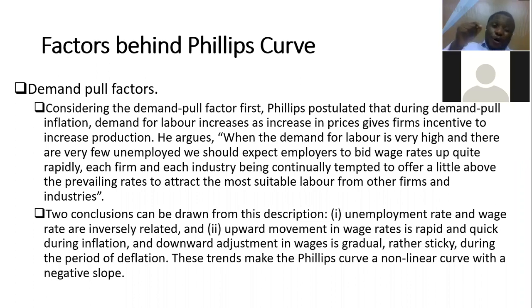Okay, it's because of that relationship, that demand pull factors between the inflation, demand for labor, causing a very steep upward increase in wage rates. However, for wage rates to decline is gradual. Sometimes it's sticky during deflation. So as price is increasing, there will be rapid increase in wage rate. But for wage rate to decline when prices are declining, that becomes difficult. That makes the Phillips curve to be non-linear.